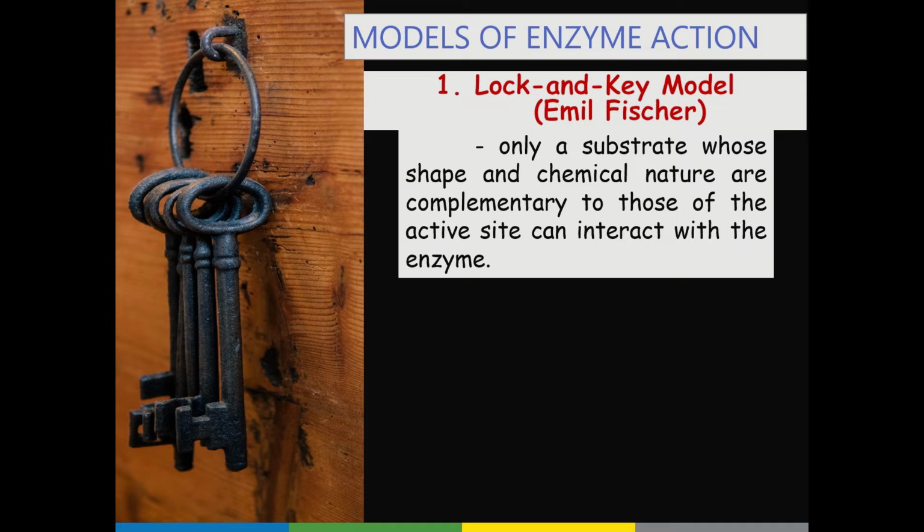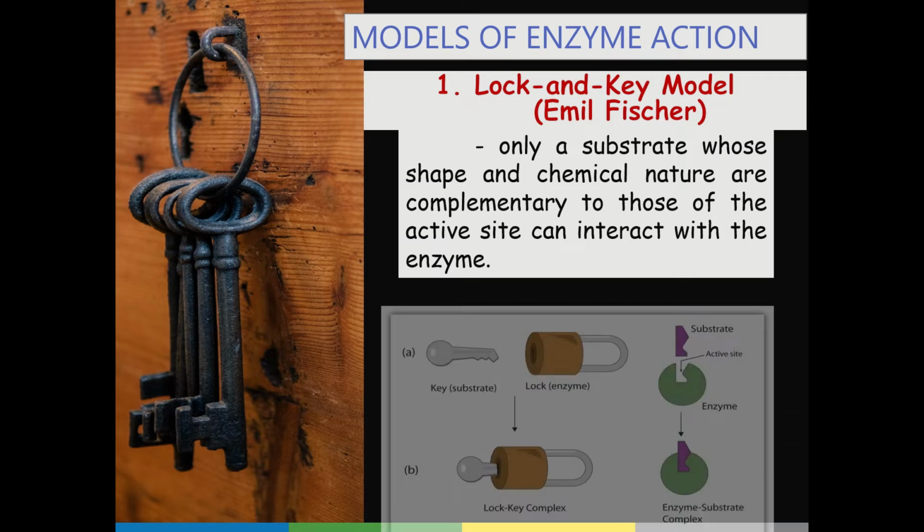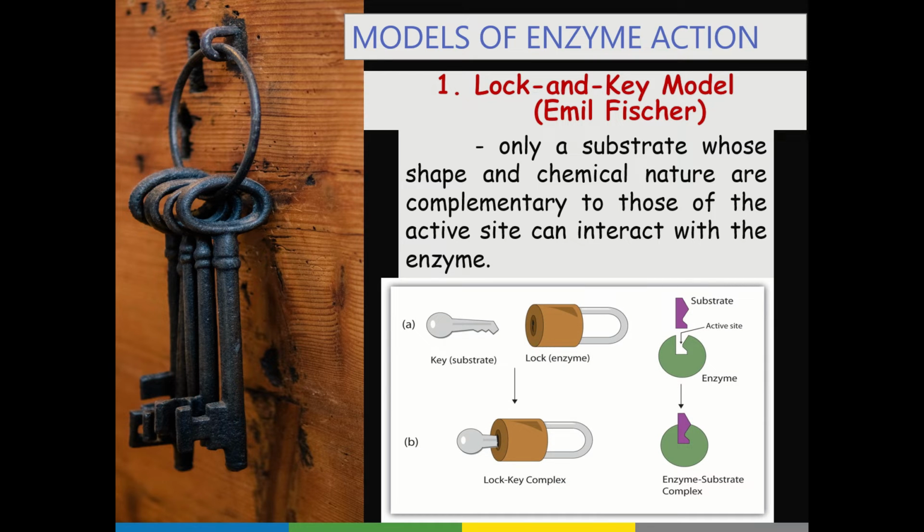So in the lock and key model, the active site in the enzyme has a fixed, rigid geometrical conformation. Only a substrate with a complementary geometry can be accommodated at such a site. Much like the lock concept, only certain keys can enter the lock. That's why it's called the lock and key model. Again, in the lock and key model, only a substrate with a geometrical shape similar to the active site can bind to it.